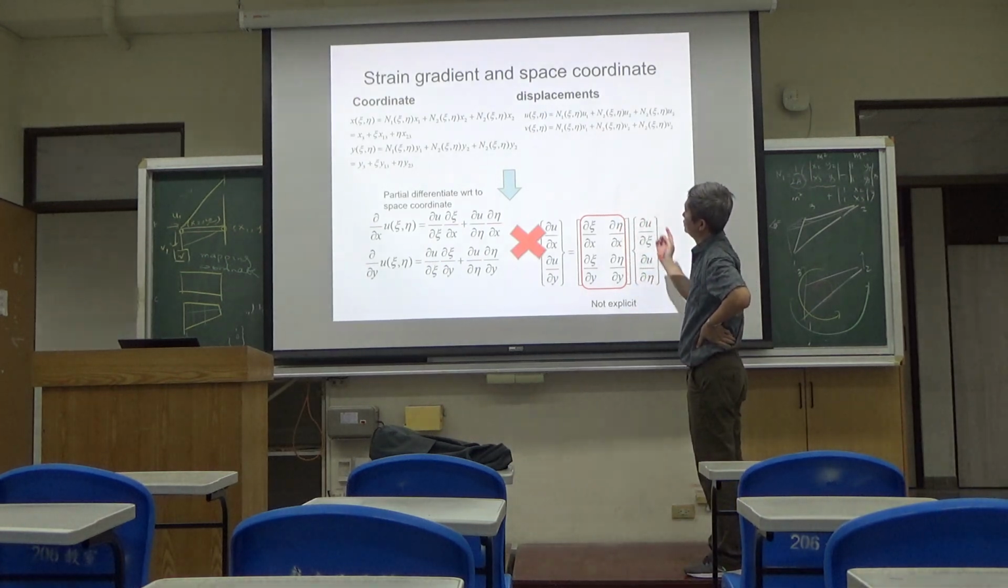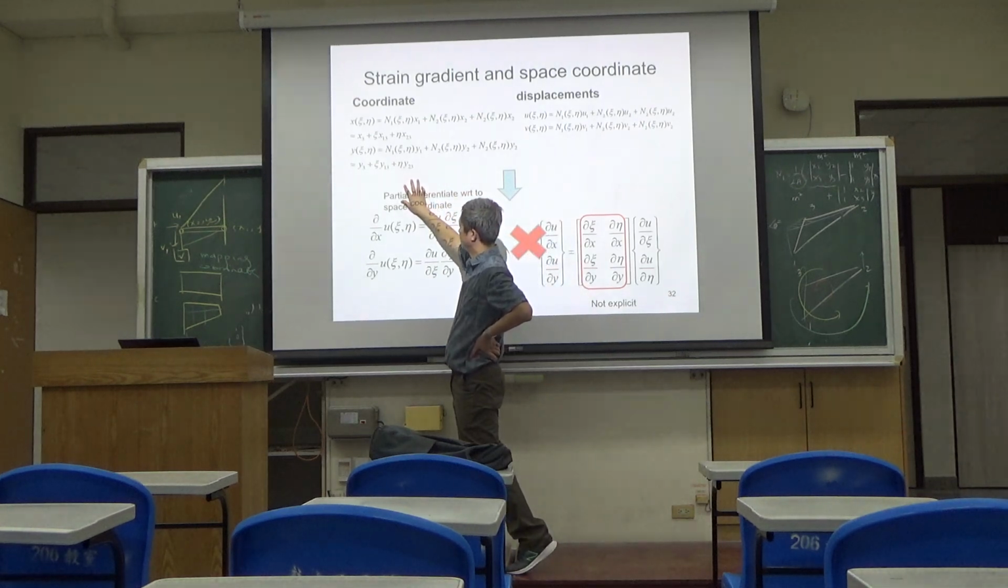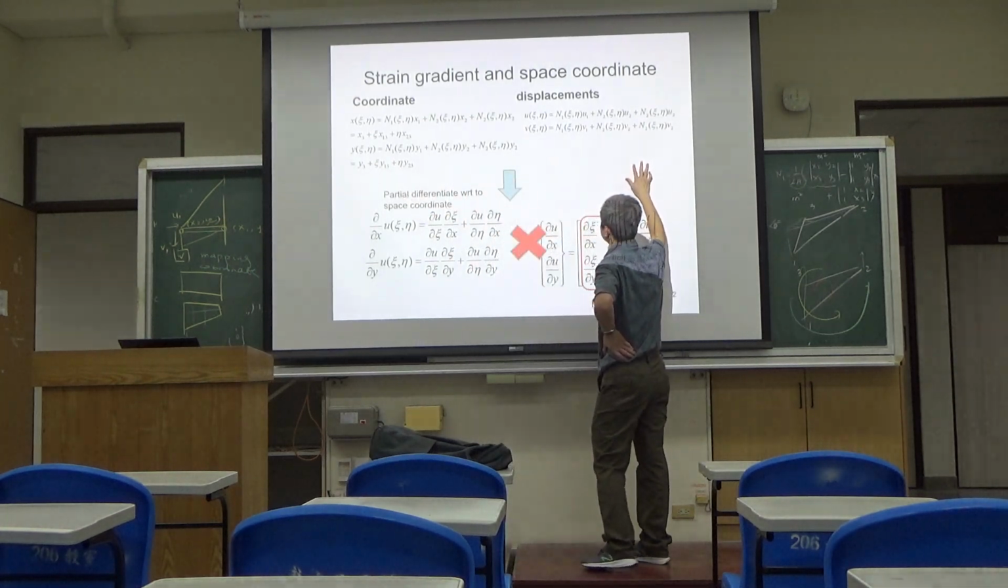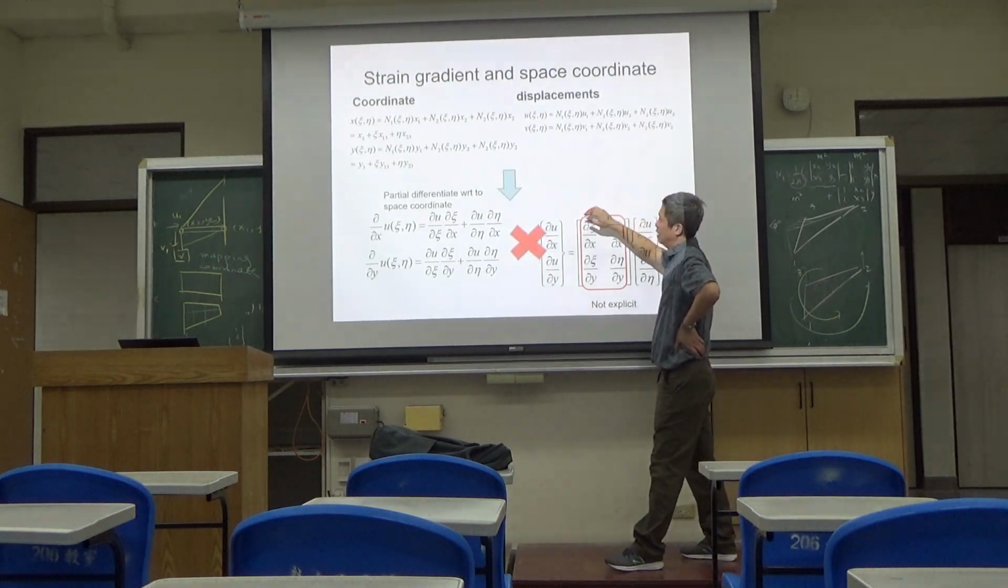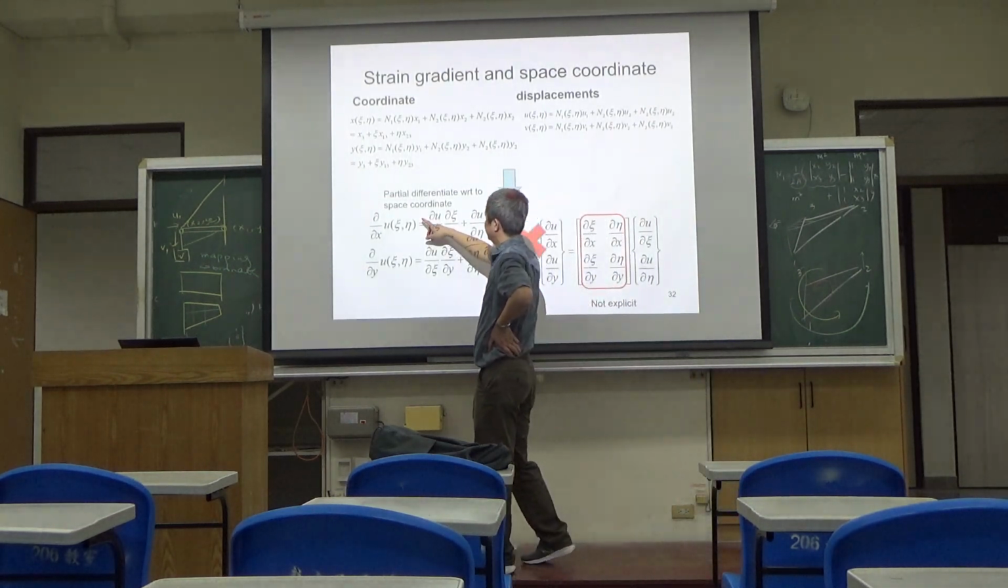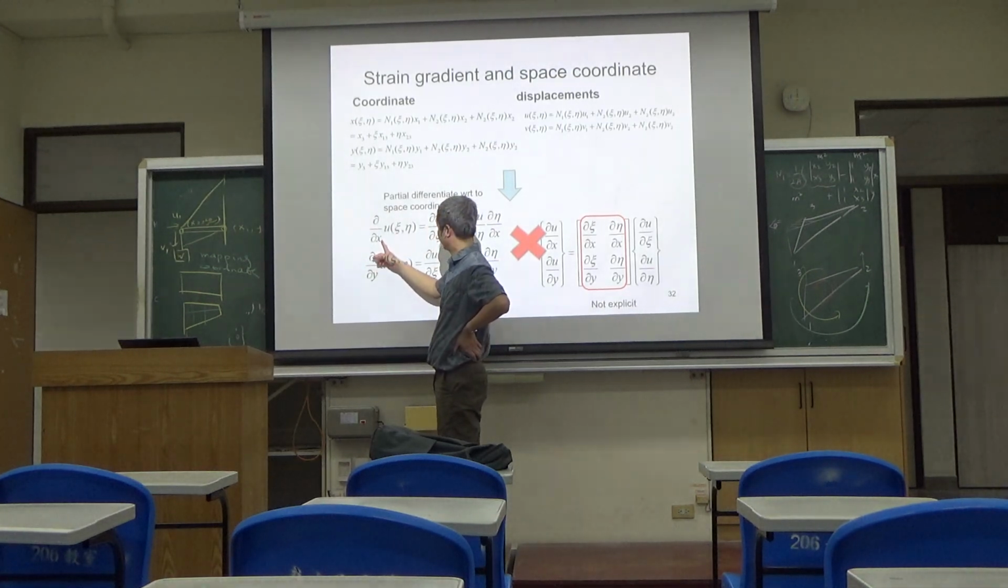So now your expression here. The left hand side is the coordinate interpolation. The right hand side is displacement interpolation. All in terms of zeta and eta. In this case, you can do the partial differentiation of del u del x to find the strain.